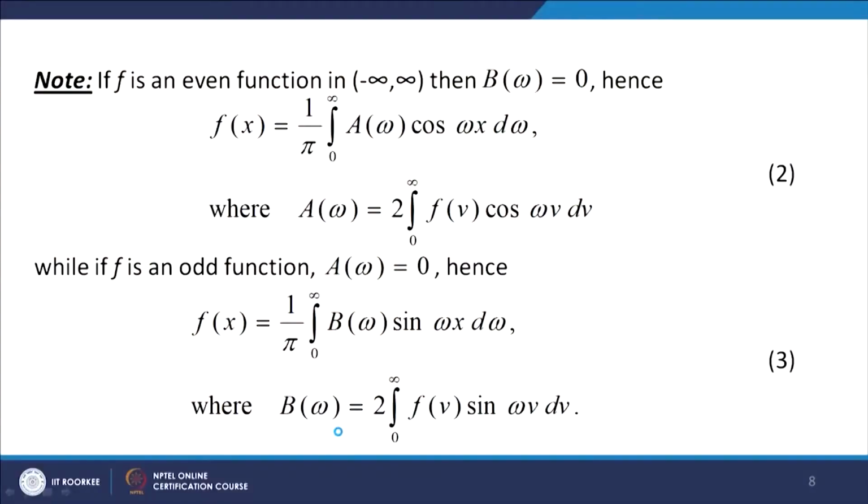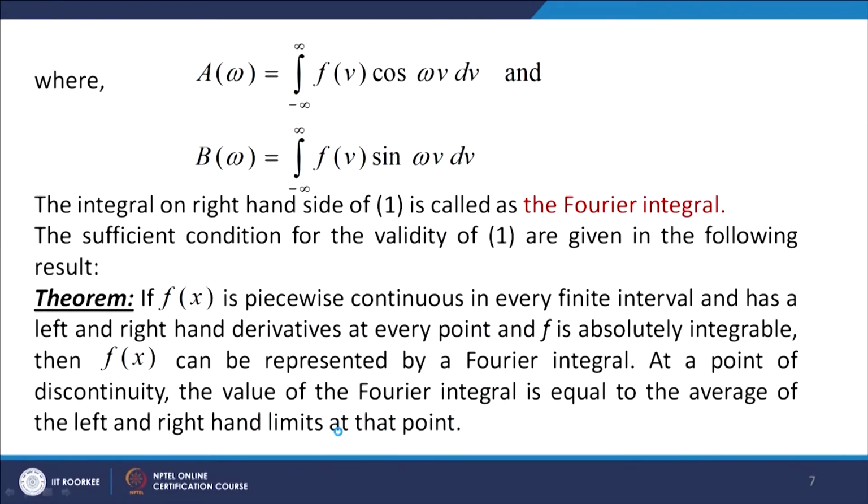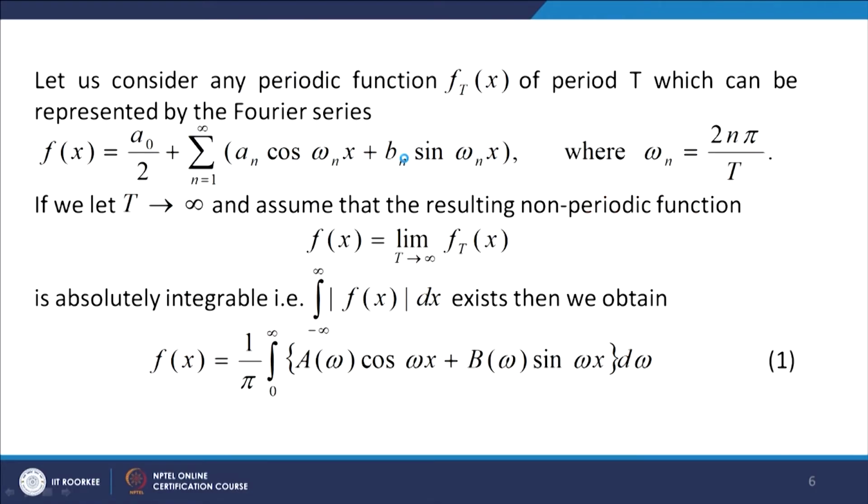Now notice that if f is an even function in the interval minus infinity to infinity, then the value of b(omega) is given by this integral. Since f is an even function and sin omega v is an odd function, the product will be an odd function, and therefore b(omega) will be equal to 0. When b(omega) equals 0, the cosine terms will remain while the sine terms will vanish.